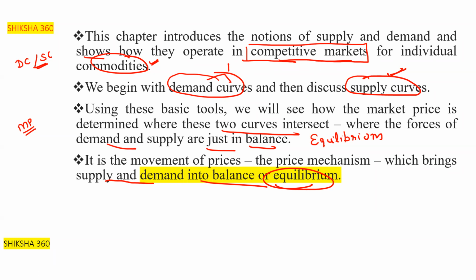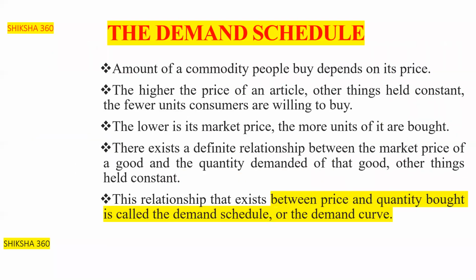So let's start our discussion on the demand schedule. What is the demand schedule? The amount of a commodity people buy depends upon its price. For example, earlier the price of petrol was 110 rupees, and later it decreases by 20 rupees to 90 rupees. Earlier we would go by public bus; later, when the price reduces, we will go in our own vehicle.